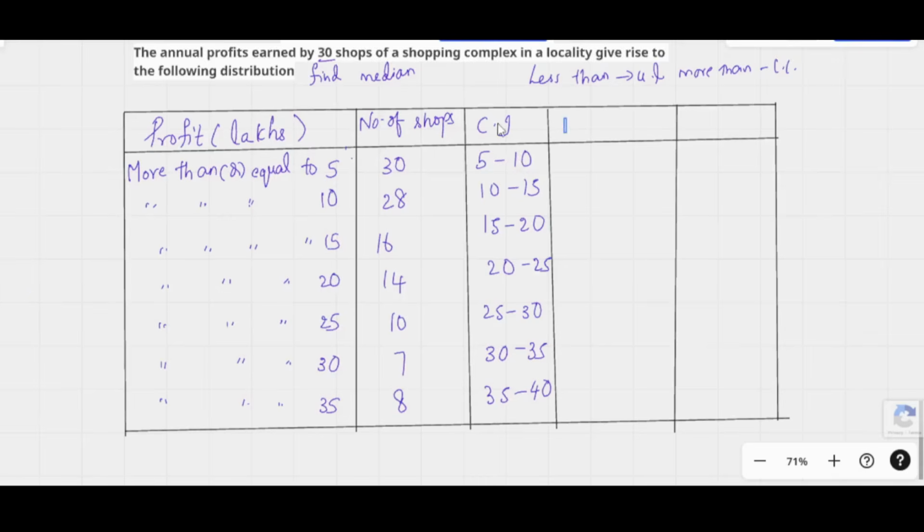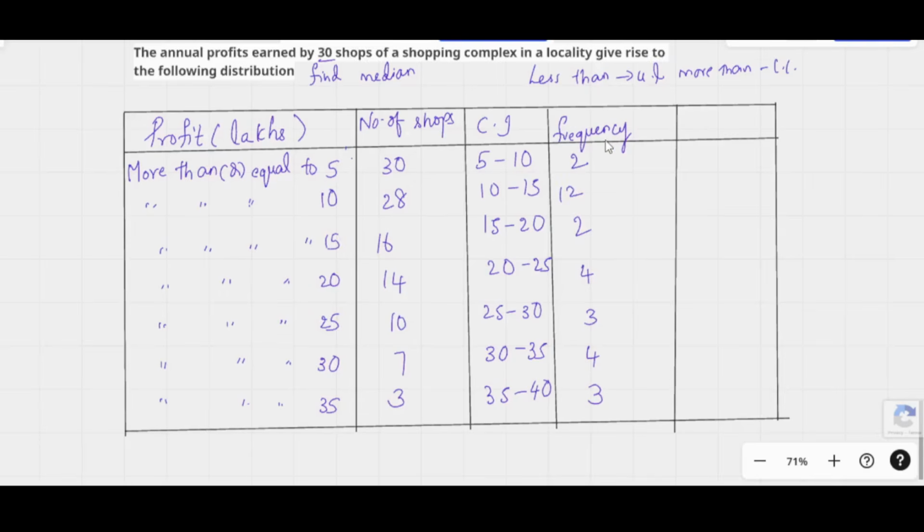And how to find out the frequency? In the less than questions, we used to subtract from the first number to the second number. But here, we are going to subtract from the bottom. So first write 3 at the bottom, the same one, and now subtract: 7 minus 3 is 4, 10 minus 7 is 3, 14 minus 10 is 4, 16 minus 14 is 2, 28 minus 16 is 12, and 30 minus 28 is 2.